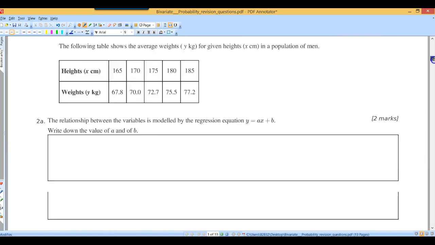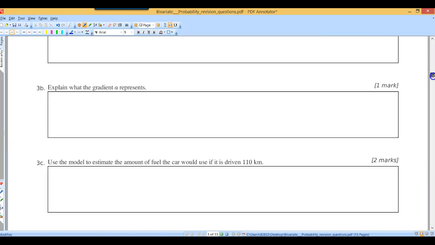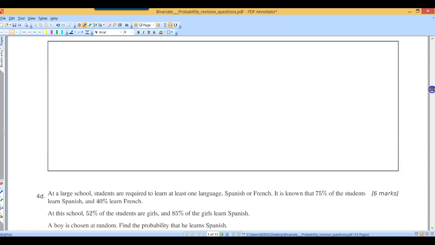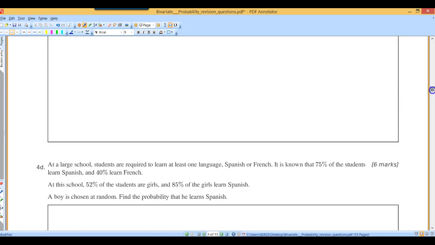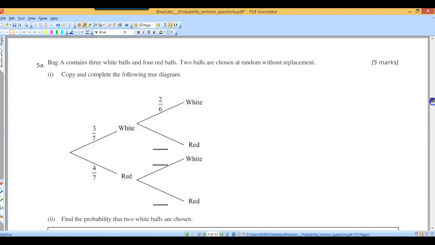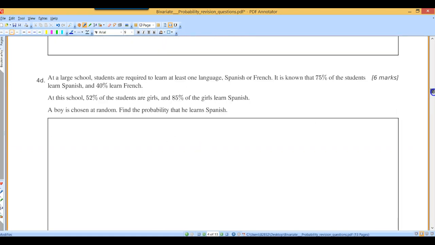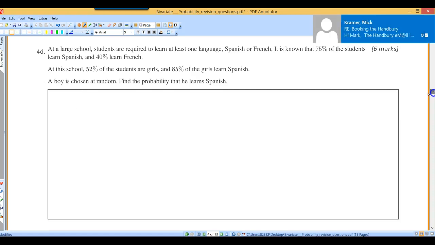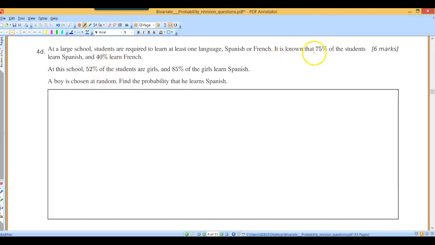Okay, let's just have a look at, you've got the solutions to all this stuff. So it's just a matter of me trying to pull out a question or two that might be helpful. This question here, I looked at. So for D, 75% of students learn Spanish. At this school, 50% of the students are girls. 85% of the girls learn Spanish. A boy is chosen at random. Find the probability that he learns Spanish.